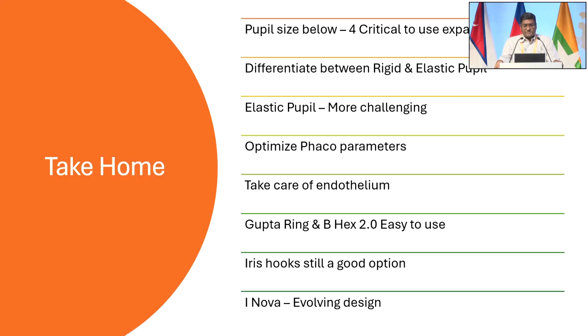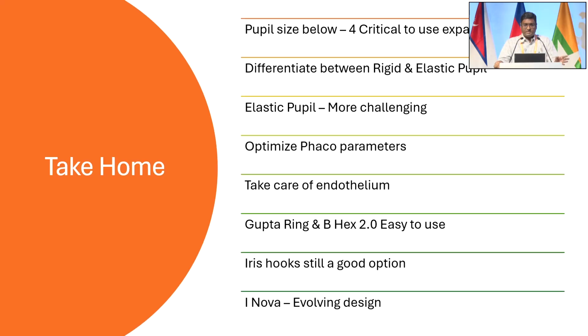So the take home is, know your critical pupil size and try to use an expansion device as the last step in the step ladder approach, because whatever expansion device you are going to use, you are going to create some kind of sphincter damage. So if you are able to manage with your experience with the help of a visco and other techniques that I have discussed, it would be the best option. In 30 to 40% of the cases you can get away.